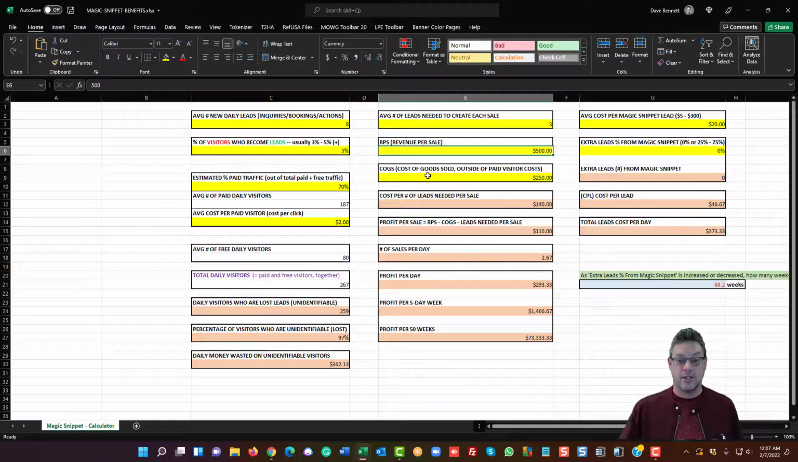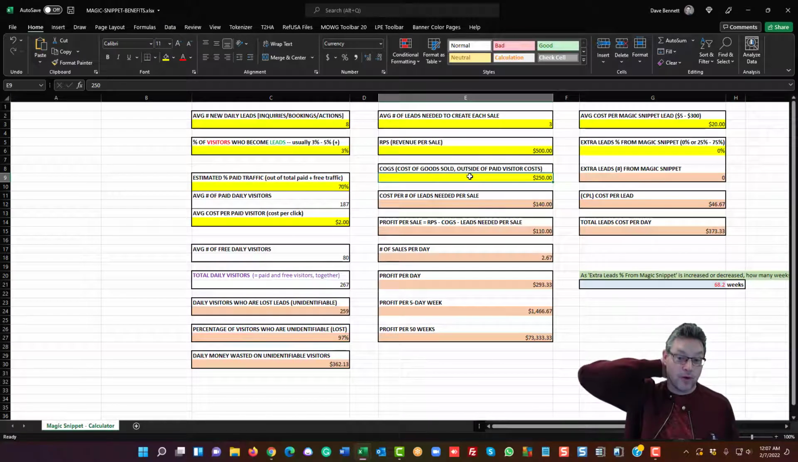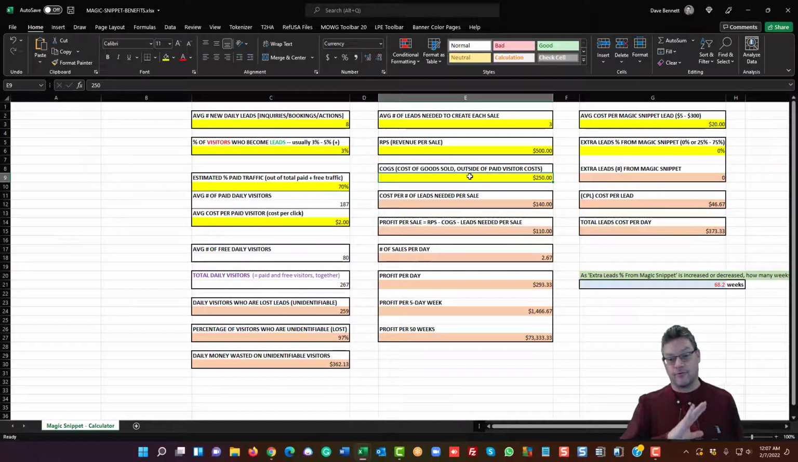All right. So if you took in revenue of $500 from 3 people, per sale, what was your cost of goods? Okay. Outside of the advertising costs, outside of the paid visitor costs, what is your normal cost of goods for the $500 of revenue? Let's say $250. Let's say you have to pay half to make your money. So when you get $500, aside from advertising, you've got to pay $250 anyway, even if they're free, right?